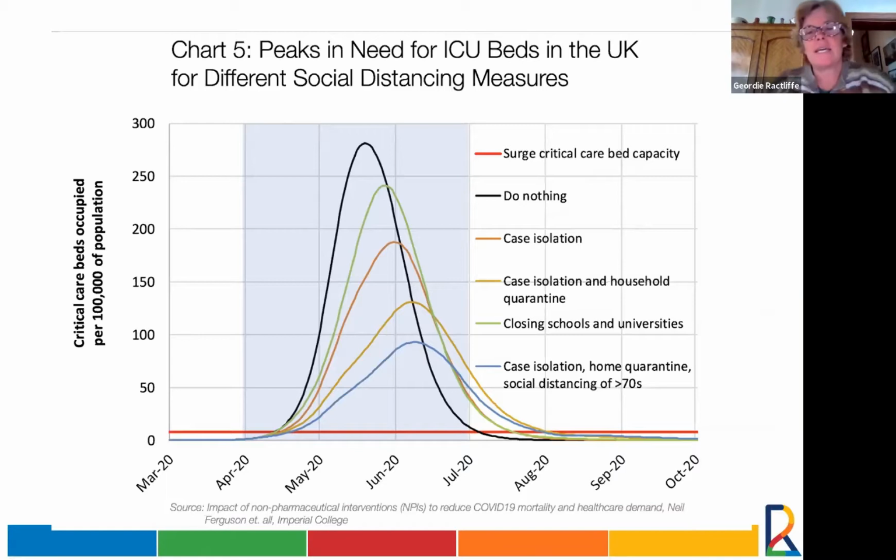This was for the UK, and it shows this graph and what happens to the peak. This is the critical care beds that are needed per 100,000 people. If you do nothing, then you're sitting at something like 250 beds per 100,000. You don't cope with it. This red line at the bottom is the capacity in the UK, the number of beds that they have in the UK.